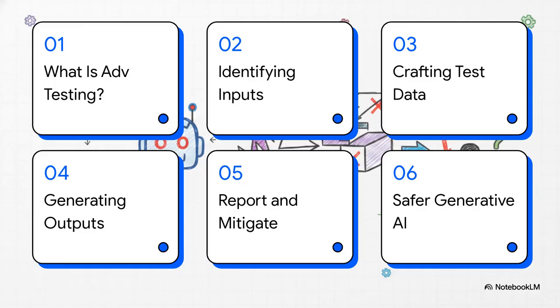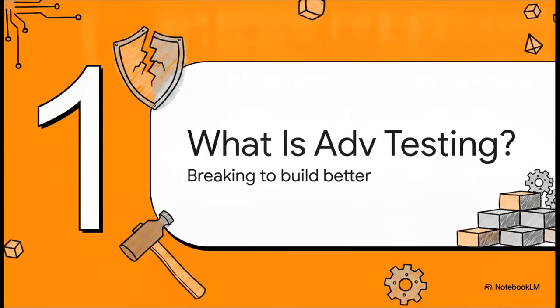So here is our roadmap for getting there. We're going to cover what adversarial testing actually is, and then walk through a 4-step workflow: identifying inputs, crafting test datasets, generating and annotating, and finally reporting and mitigating. Then we'll wrap up with what this means for building safer AI. Let's jump right in. Section 1, what is adversarial testing? Or, as I like to call it, breaking things to build them better.